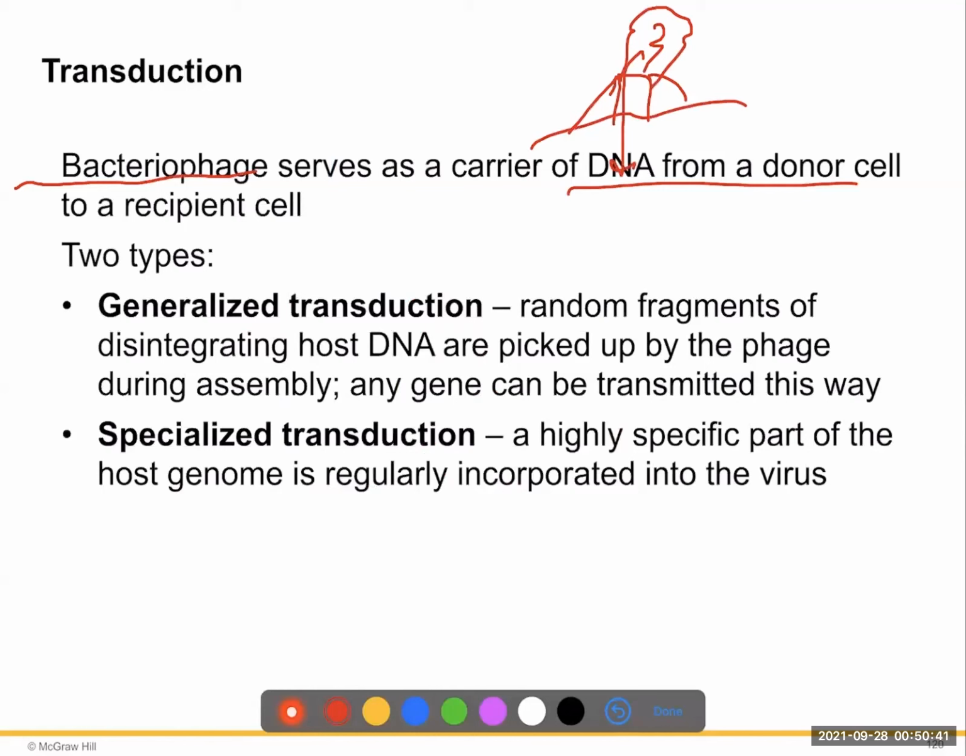Okay. You have generalized transduction or specialized transduction. Generalized transduction is when random fragments of disintegrated host DNA are picked up by the phage during assembly, and the genes can be transmitted through the phage as an injection into the cells. Or specialized transduction. A highly specific part of the host genome is incorporated into the virus. So a specific part of the host genome is put back into the virus, and that can be transmitted.